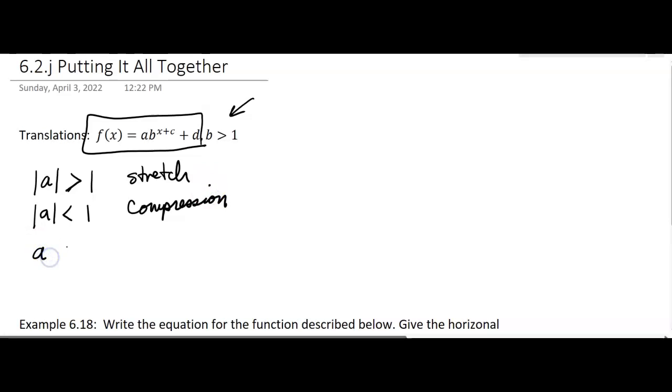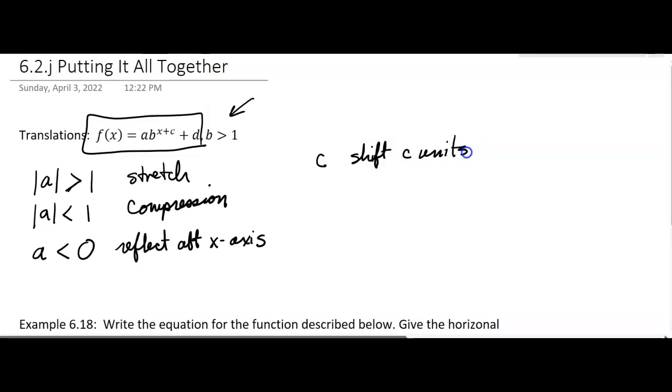If a is less than 0, meaning if a is negative, then it's going to reflect about the x-axis. Okay. Now, let's look at C. C is going to tell you that it shifts C units left.